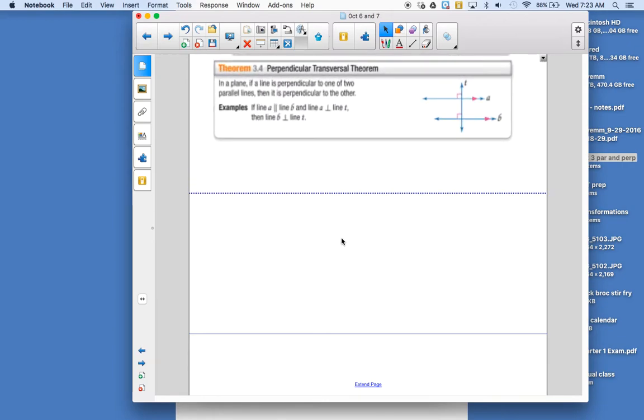Okay, the perpendicular transversal theorem. This one is just kind of a common sense theorem, and it states that if in a plane we have a line that's perpendicular to one of two parallel lines, then it must be perpendicular to the other. Because the two lines are parallel, and we have one right angle here, by the corresponding angle postulate, we know we must have a 90-degree angle here. So this one is kind of redundant with the corresponding angle postulate.